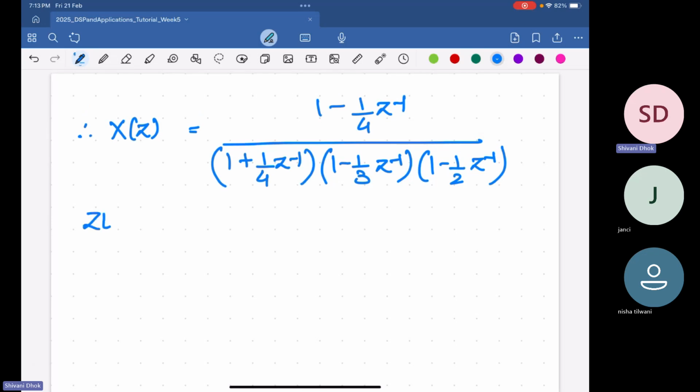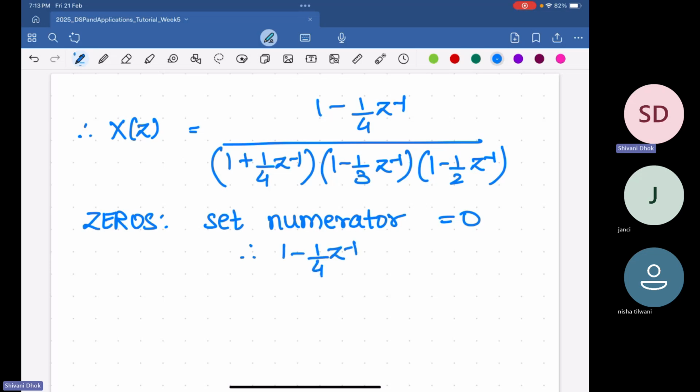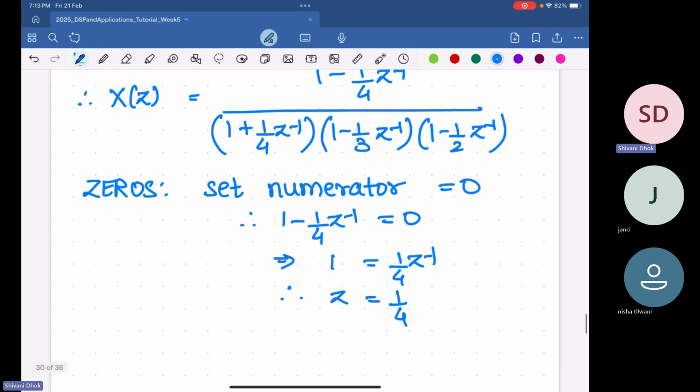So for zeros, set numerator equal to 0. So therefore 1 minus 1 by 4 z inverse equal to 0, which means that 1 equals 1 by 4 z inverse. Therefore z comes out to be equal to 1 by 4.